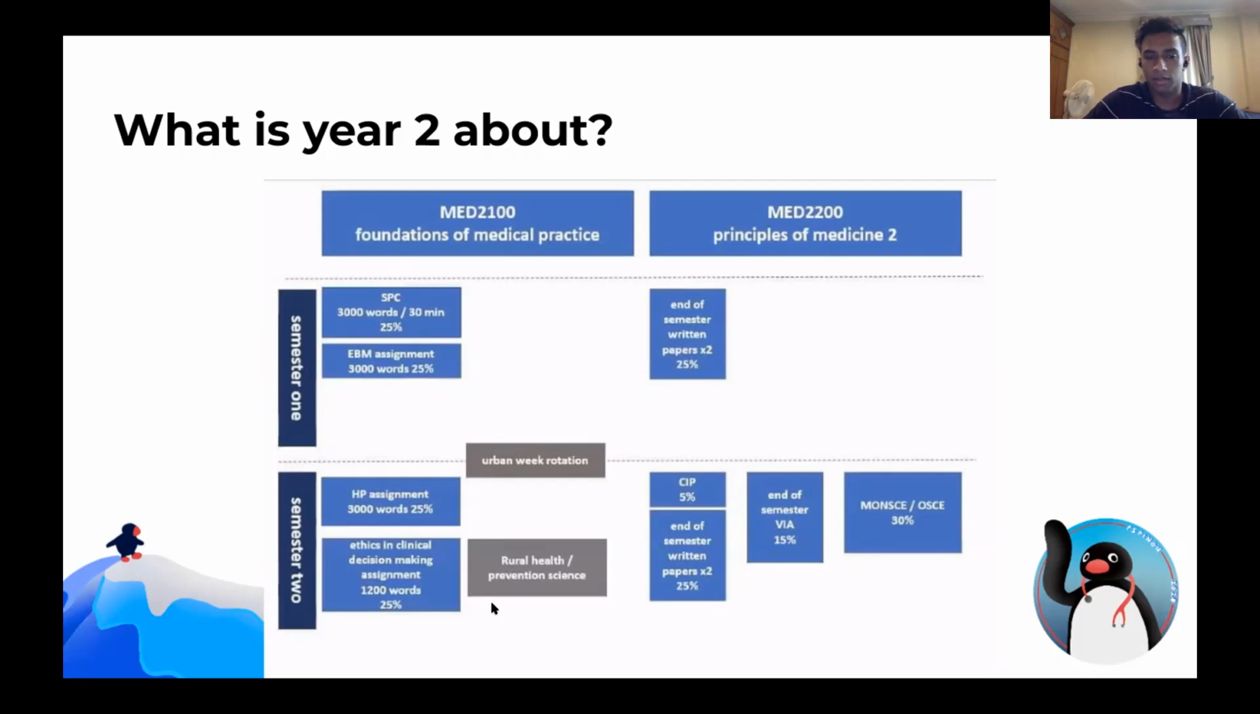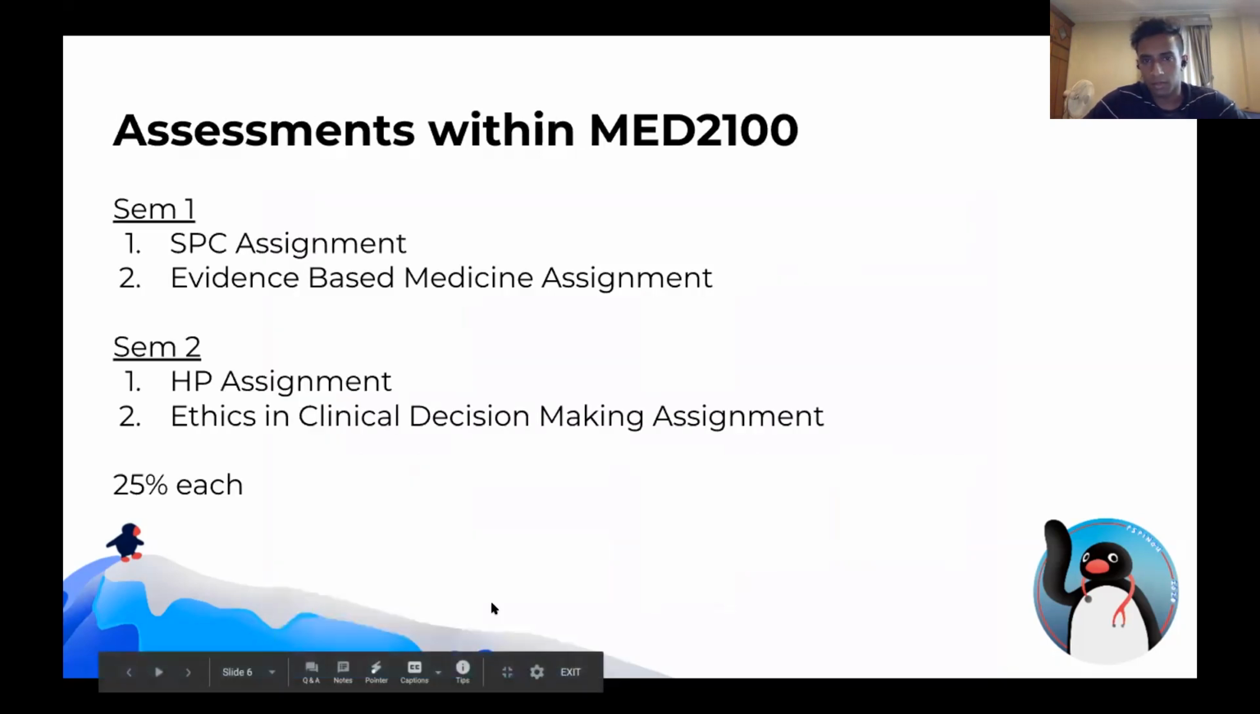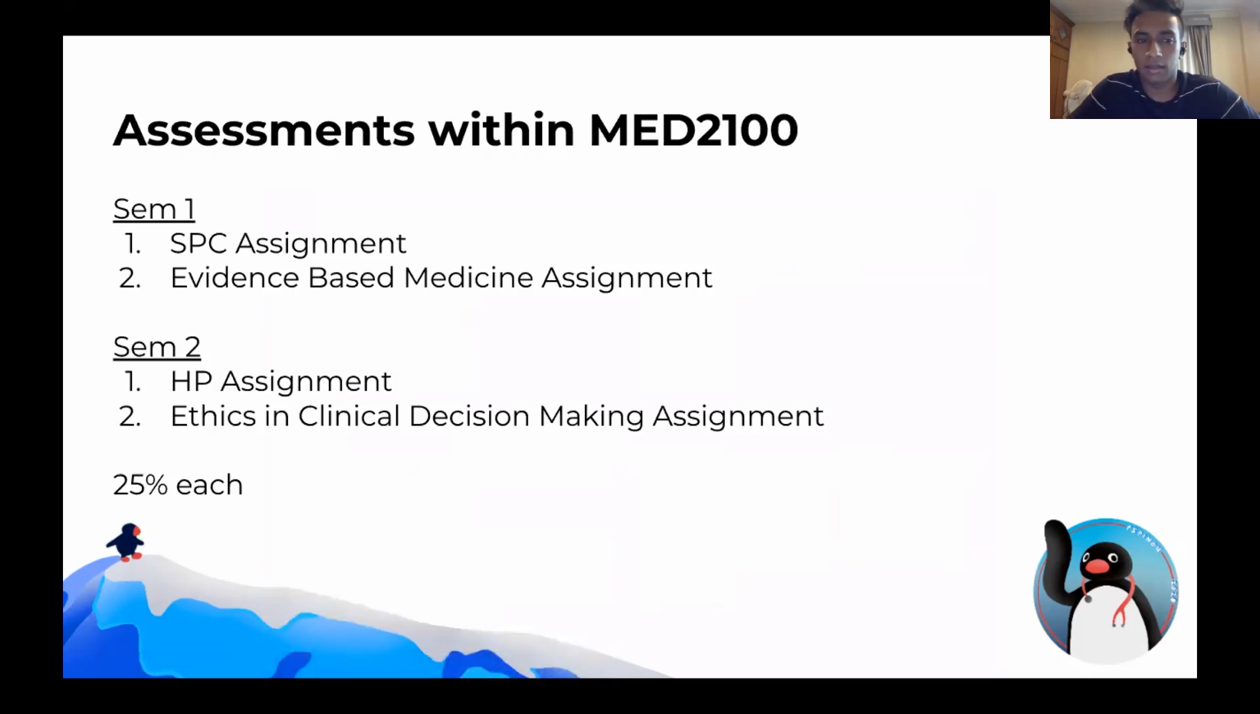So we broke it down into assessments in Med 200. This is basically a pass and fail module. You just have to clear it as much as possible. You just have 4 assignments to do, 2 in Sem 1 and 2 in Sem 2, and each of them is 25%. The best thing about this is that it's a pass fail module.